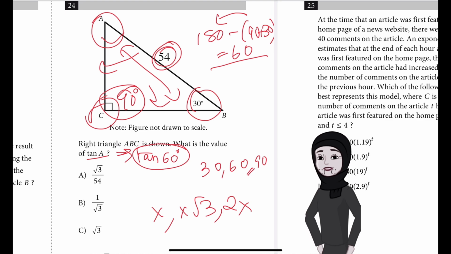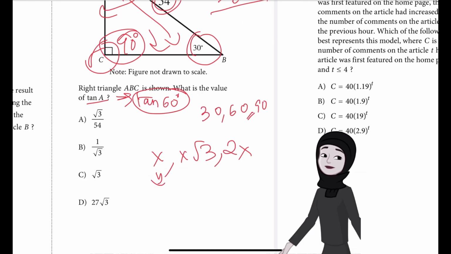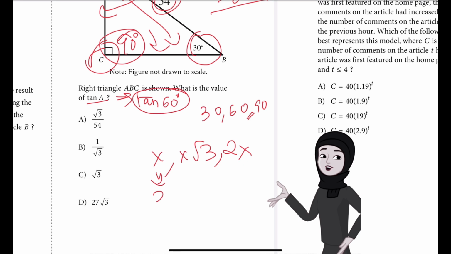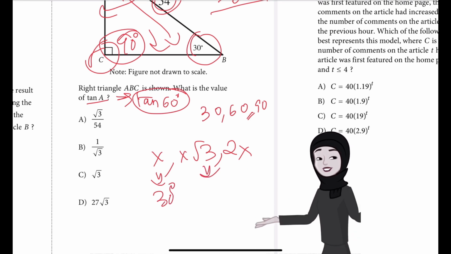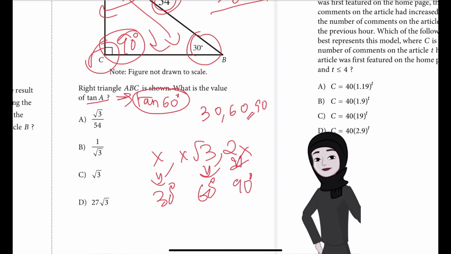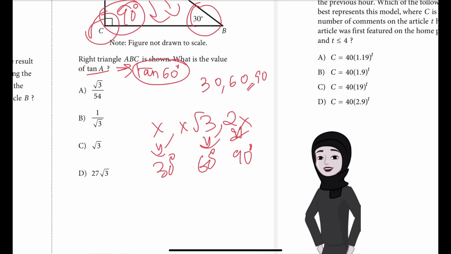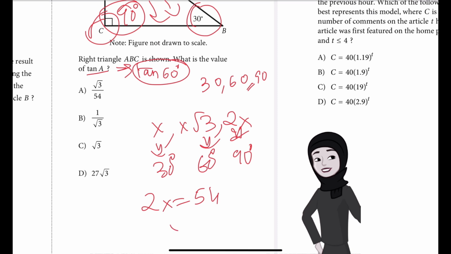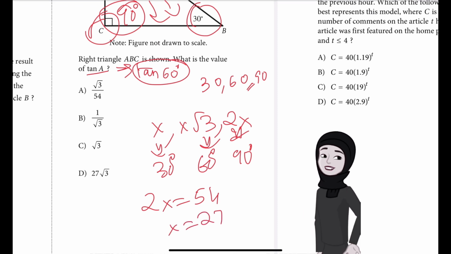So x is the length of the leg opposite the angle with measure 30 degrees. X root 3 is the length of the leg opposite to the angle with the measure 60 degrees. And 2x is the length of the hypotenuse. That means it is opposite to the 90 degrees. So in the triangle shown, the hypotenuse has a length of 54. So that means 2x is 54, which means you can divide both sides by 2 to get the value of x. That will be 27.